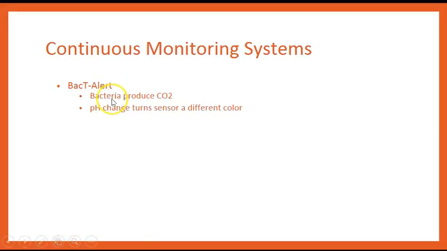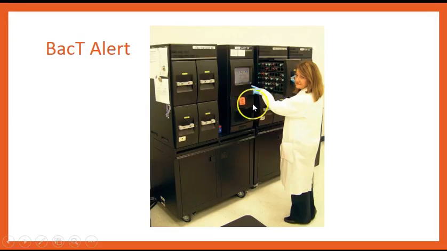The BACT alert, the organisms produce CO2, and the pH change will turn the sensor a different color. And with these bottles, the sensor is on the bottom of the bottle, and they'll turn a light salmon looking color if they're positive. And then the instrument will read the bottom of the bottle, and it will alert you that one's positive. And they're also labeled like different rows and columns, so you know which one is positive.